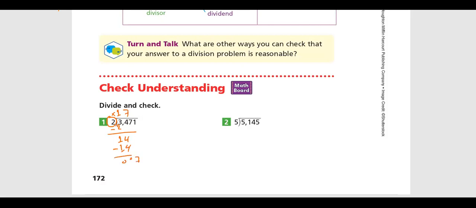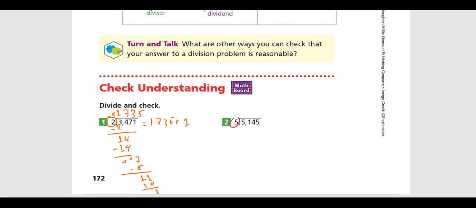Carry down 7. How many 2s in 7? 3. 3 times 2 is 6. Subtract, it will be 1. Copy down 1. How many 2s in 11? It's 5. 5 times 2 is 10. Subtract, it will be 1. So the answer is 1,735, and the remainder is 1.